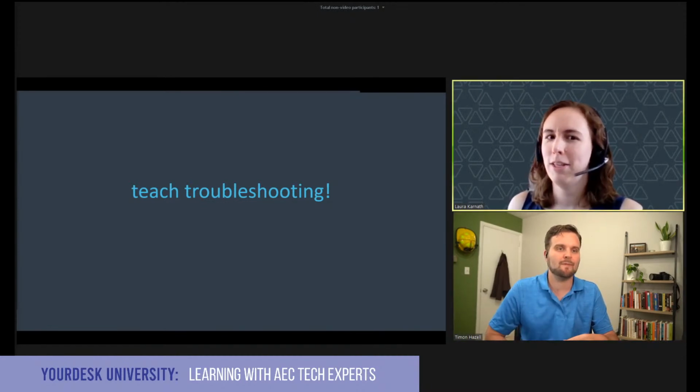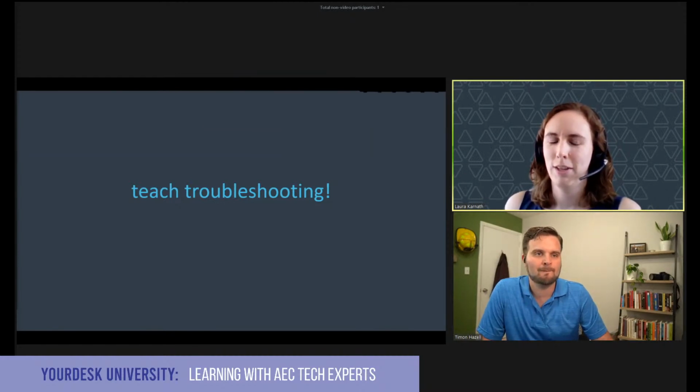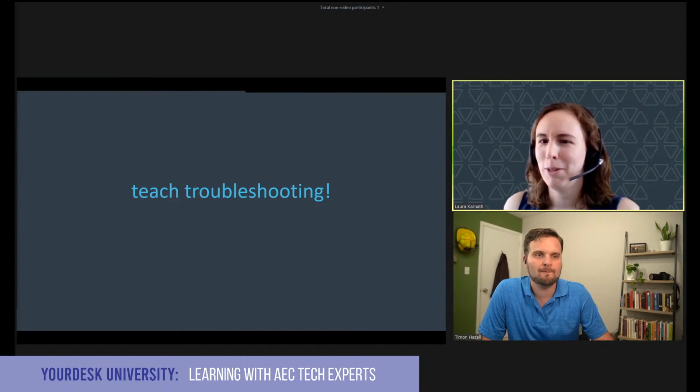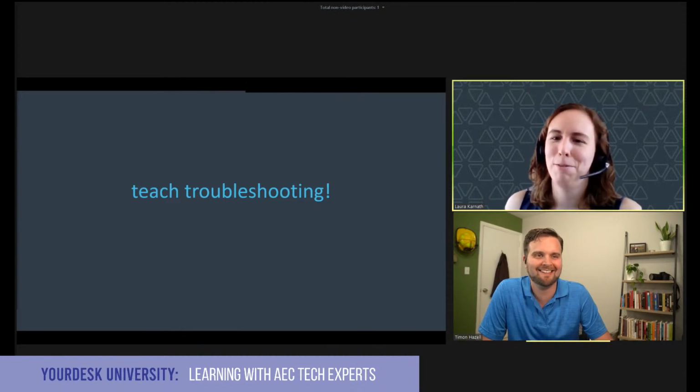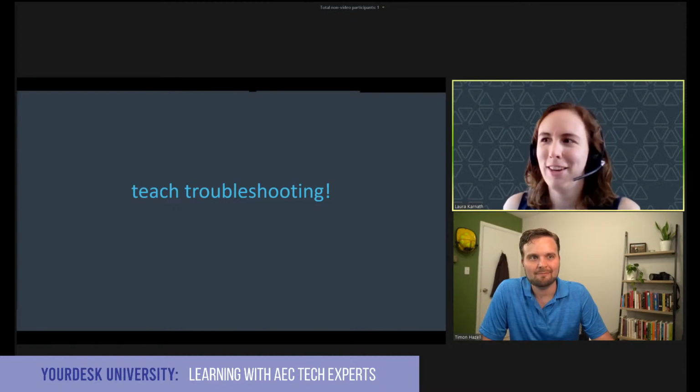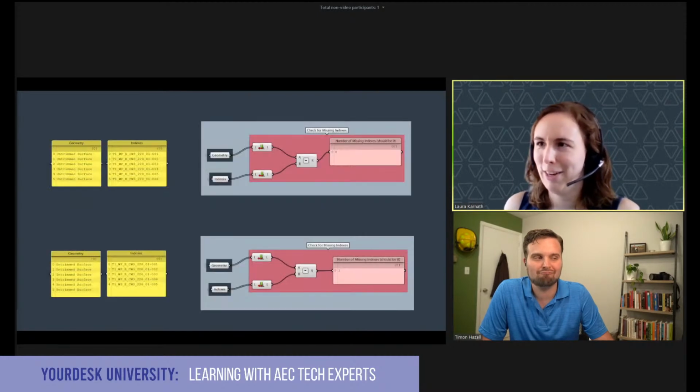So the next piece I want to talk about is troubleshooting. Every time somebody comes to you saying, I broke the Grasshopper definition, what do I do? Again, it's really good to spend the time up front to sit and say, okay, you broke it because your data tree is messed up. So it's almost always the data tree, right?